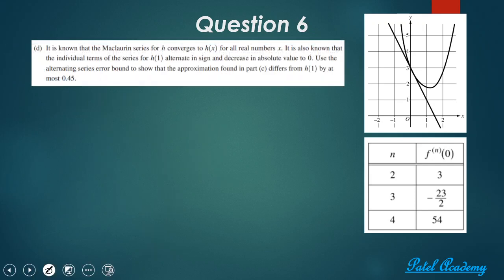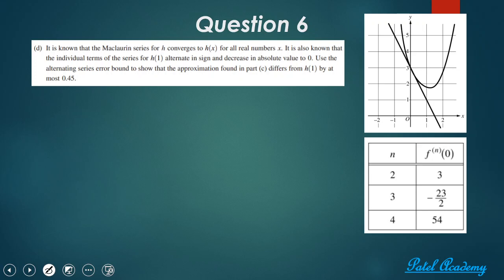Now, it's known that the Maclaurin series converges for that function h that we had. It converges to h at x. It's known that the individual terms for h at 1 alternate in sign and decrease to 0. Use the alternating series bound to show that the approximation found in part C differs from h at 1 by at most 0.45.